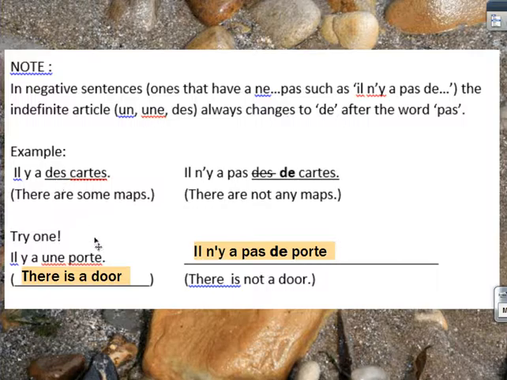So here we have one for you to try. Obviously, it's already on the screen, so you could have already written it down, but let's walk through it. Il y a une porte means there is a door. If you wanted to go ahead and put in a ne pas to make this negative and say there is not a door, you'd put your ne in here, you put your pas in here, and you end up with what we have right over here, il n'y a pas. But then you can't leave the une. You can't say il n'y a pas une porte. Even though there's une over here, une can never happen after the word pas. You always have to change the word un and une and des to the word de. Il n'y a pas de porte is the correct sentence there, for there is not a door.